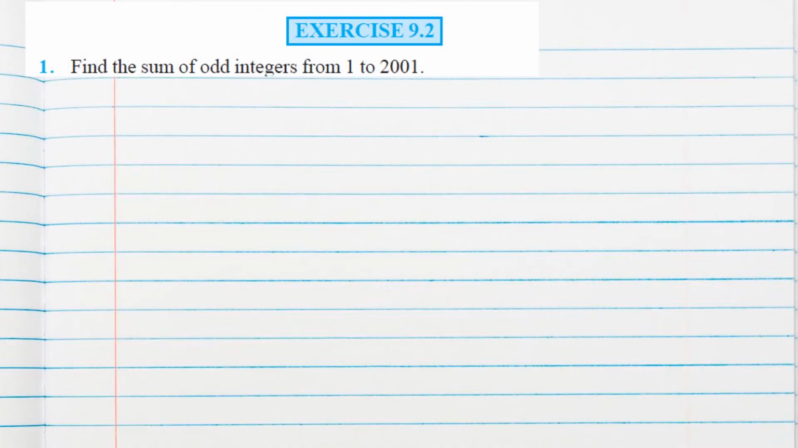Find the sum of odd integers from 1 to 2001. Okay, from 1 to 2001. So we know odd integers are 1, 3, 5, 7, and last will be 2001. We should consider the odd integers from 1 to this. That means we should include 1 and 2001 also.